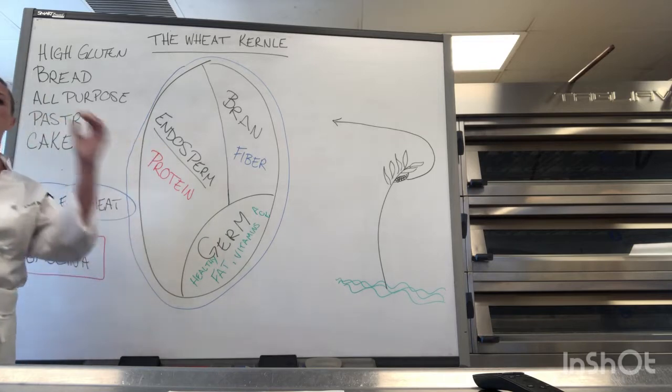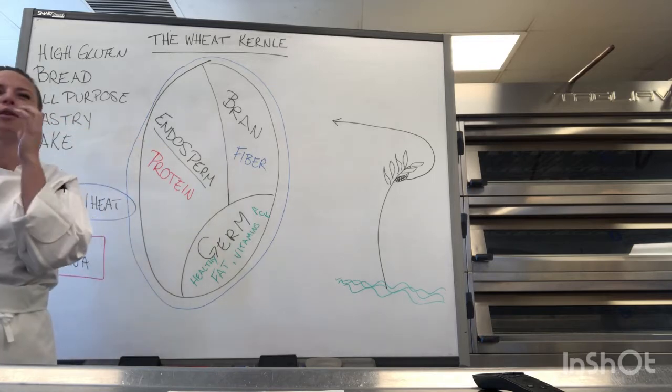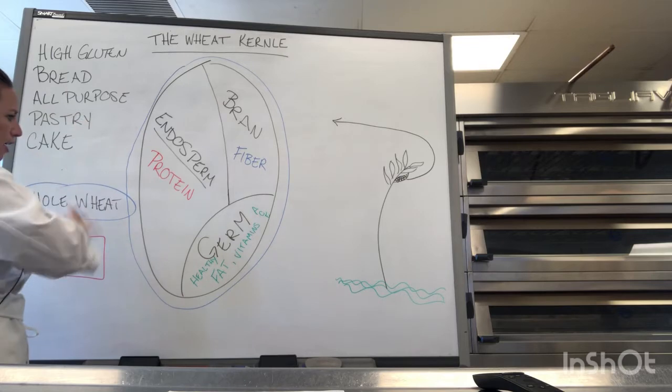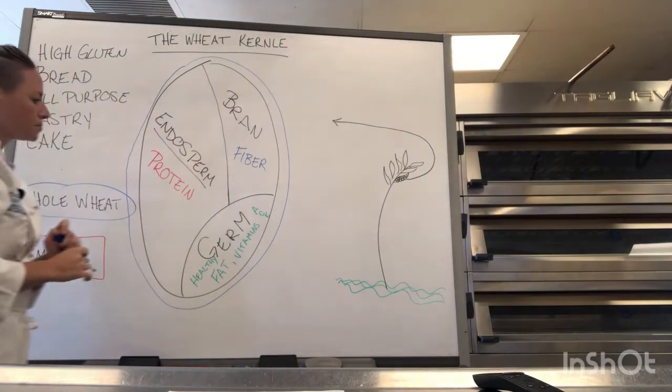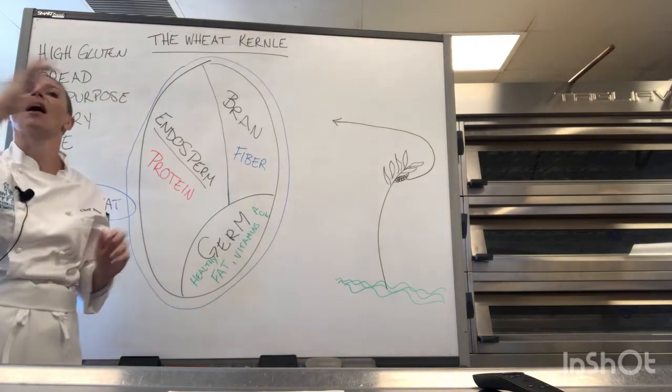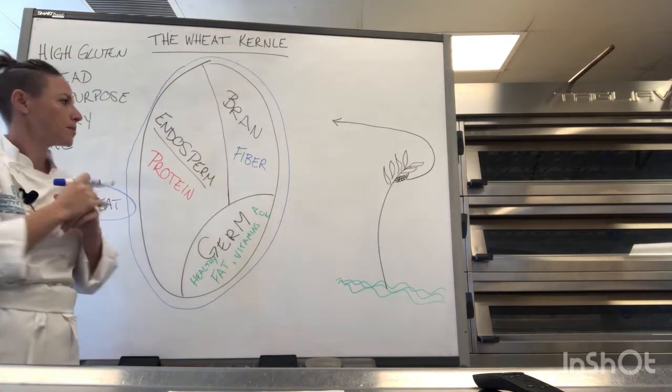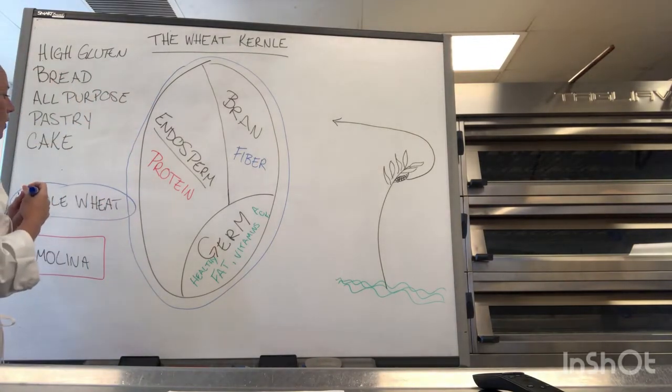The bran is the coating on the outside. That's like the protective shell of the entire outside. Okay, so remember, this is kind of like a cake slice. Your bran would almost be like the icing on the outside of the cake. Okay.